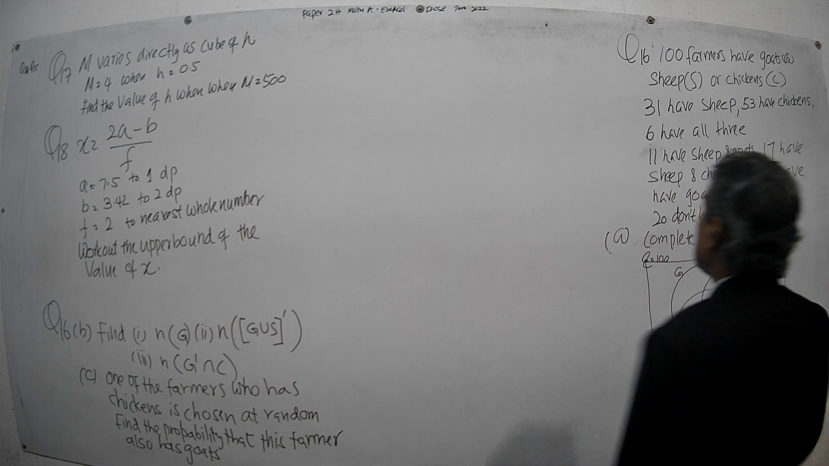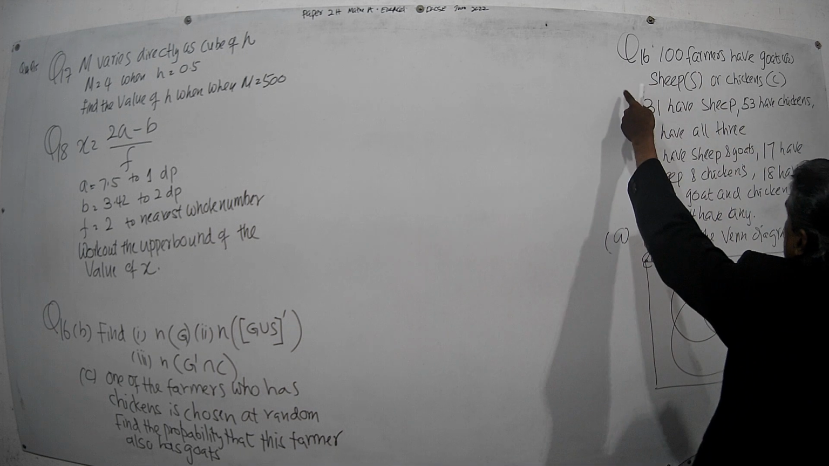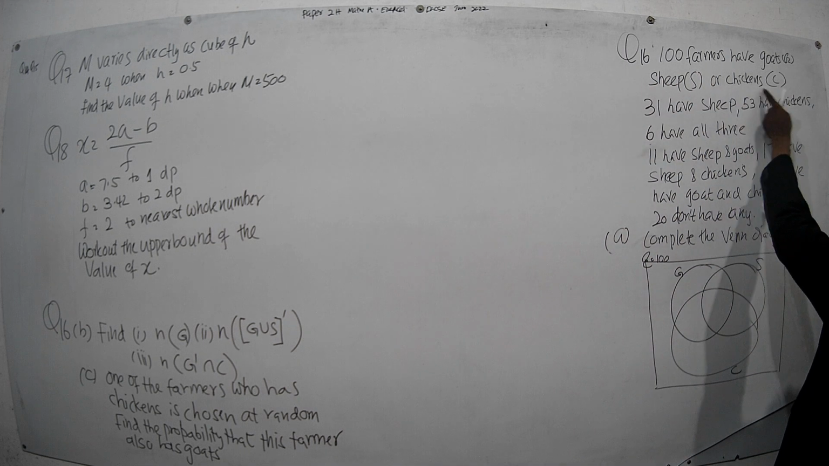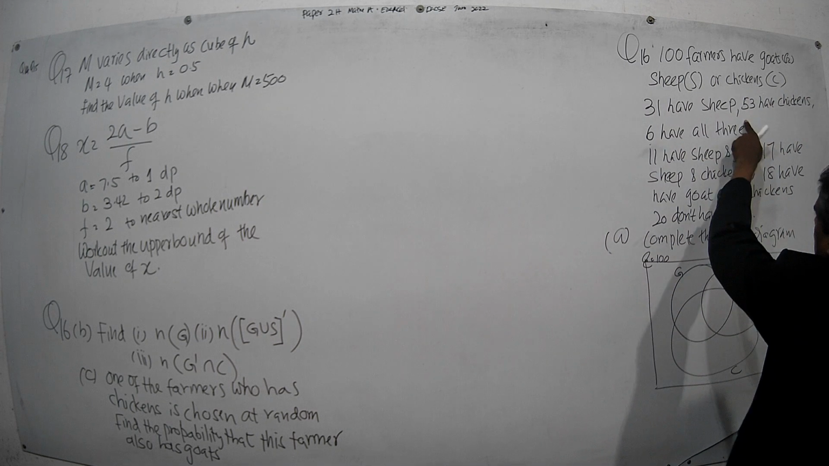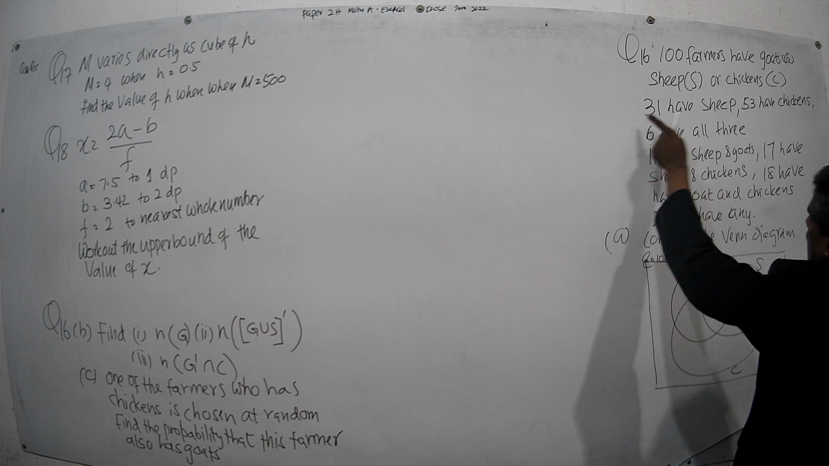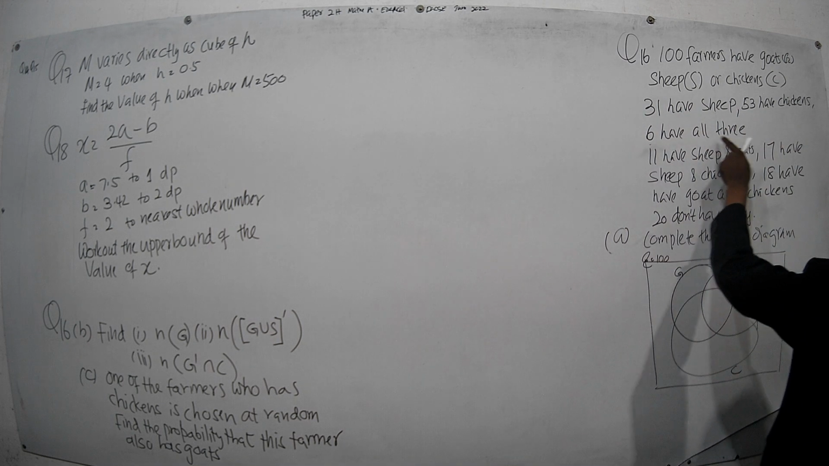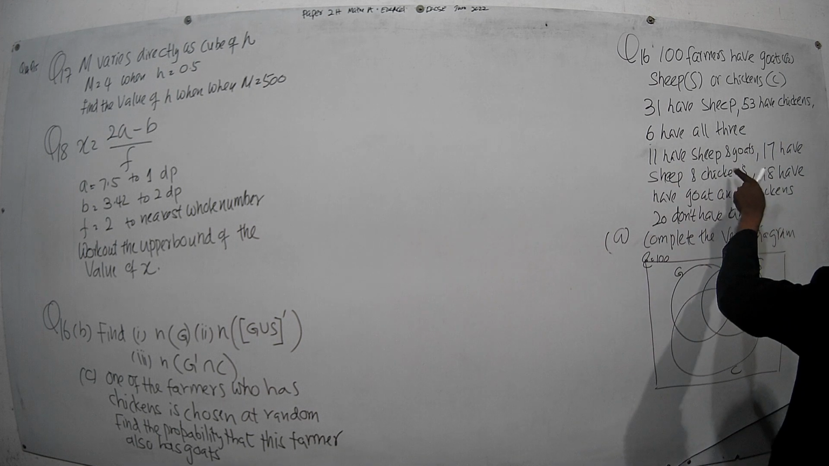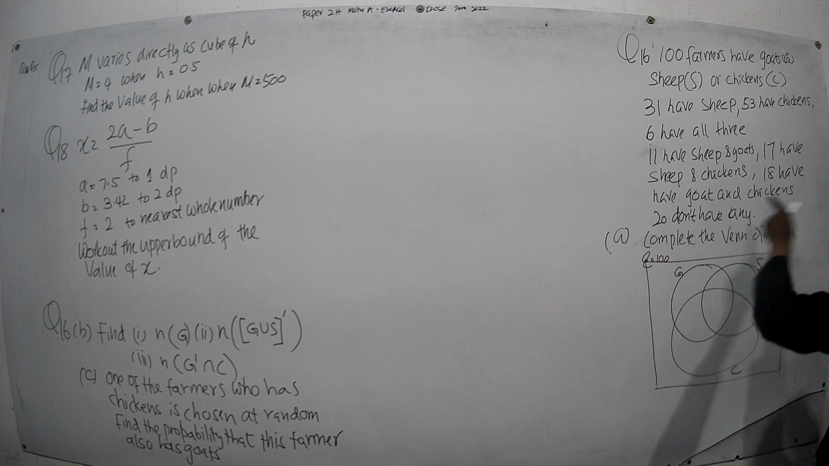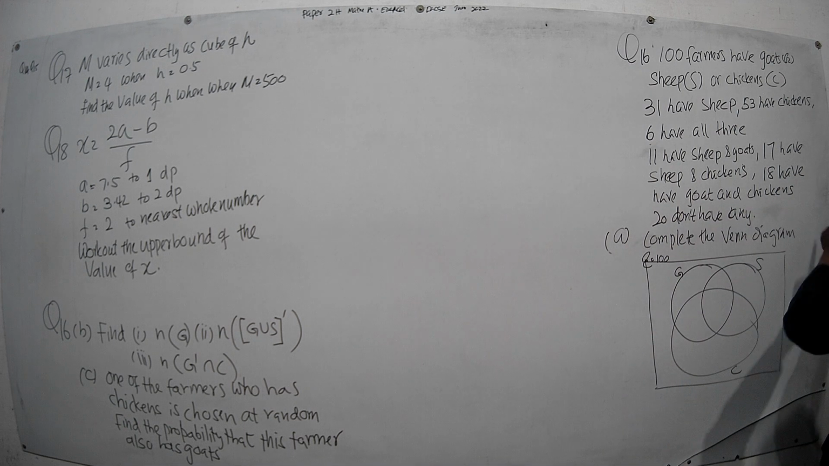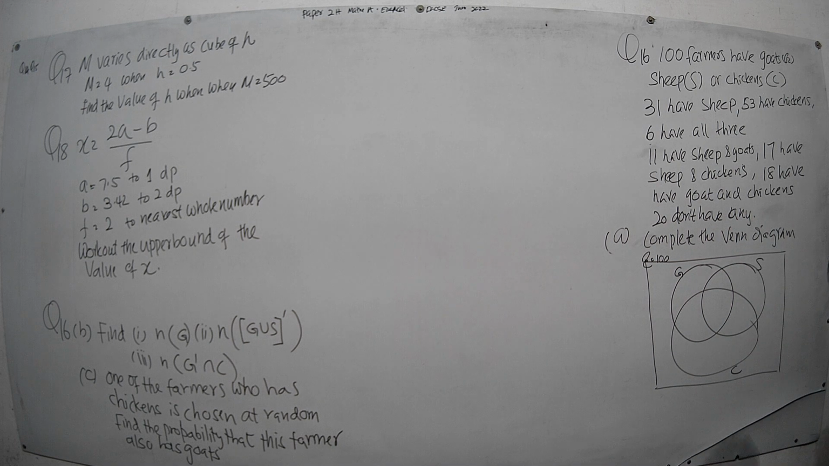Question 16 is a Venn diagram question. They say 100 farmers have goats denoted by G, sheep denoted by S, or chickens denoted by C. 31 farmers have sheep, 53 farmers have chickens, 6 farmers have all three. Then 11 farmers have sheep and goats, 17 farmers have sheep and chickens, 18 farmers have goats and chickens, and 20 farmers don't have any of those three, right?